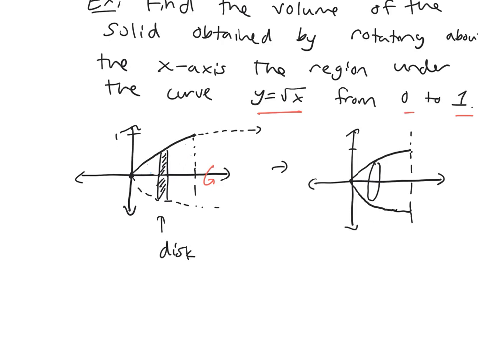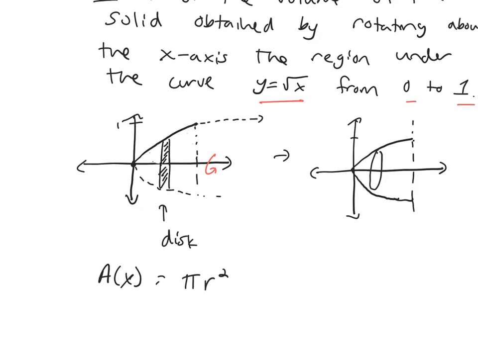So I can find the area of this, A of x. We said pi r squared is the area. And now I just got to think about my radius in terms of the picture. Okay. So I've highlighted the whole disk, but the radius is just half of the diameter. So it's just the top half here, and that distance is y.